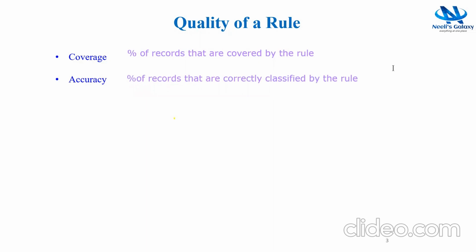Coming to the formula, coverage is given by n covers divided by mod D, and accuracy is given by n correct divided by n covers, where n covers is the number of records covered by the rule, mod D is the total number of tuples in the given dataset, and n correct is the number of records correctly classified.